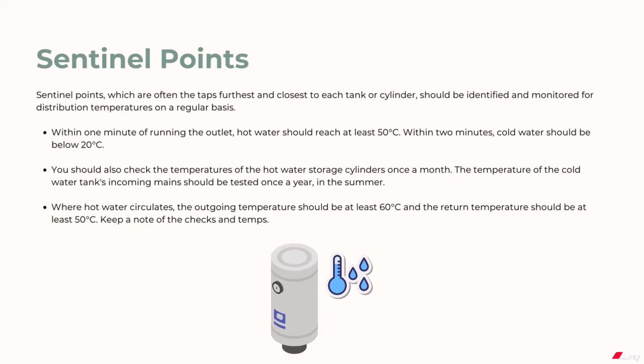You should also check the temperatures of the hot water storage cylinders once a month. The temperature of the cold water tank's incoming mains should be tested once a year in the summer. Where hot water circulates, the outgoing temperature should be at least 60 degrees Celsius and the return temperature should be at least 50 degrees Celsius. Keep a note of the checks and temps.